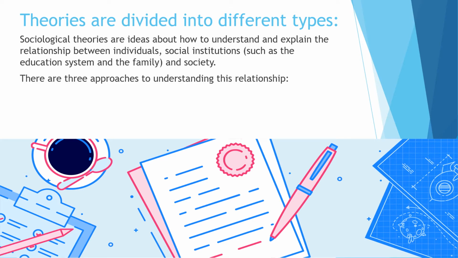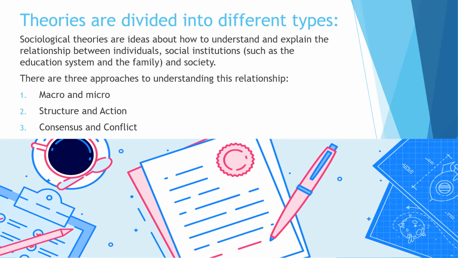So when we try and organize the theories, we look at them in terms of their approach, their relationship. Is it macro or micro? I'm going to explain these terms in a second, but they are all defined in your pack. Is it a structure or an action approach? Is it conflict or consensus? These are the three categorizations of theory.